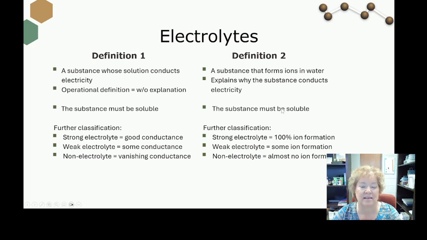Let's talk about why it would be an electrolyte. The second definition is any substance that forms ions in water. If you remember, soluble salts, strong acids, and strong bases are the three that can really generate ions in water. That substance has to be soluble; that's the first given. Then we look at the extent of formation. A strong electrolyte is one where all of it dissociates: soluble ionic compounds, strong acids, strong bases. A weak electrolyte is one where some of it dissociates: weak acids and weak bases. A non-electrolyte is one with no ion formation: either an insoluble salt or a covalent substance.